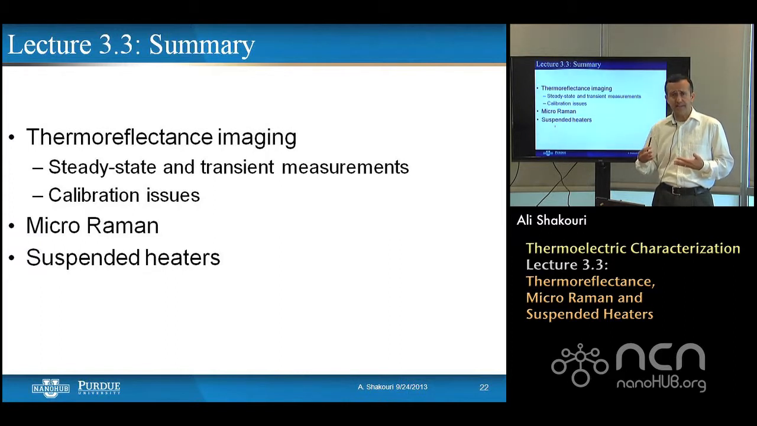What we will do in the next lecture is we will use the technique used so far, and as well as the previous lectures on scanning thermal microscopy, to describe how thermoelectric properties of thin film, Seebeck, as well as ZT and others are measured.